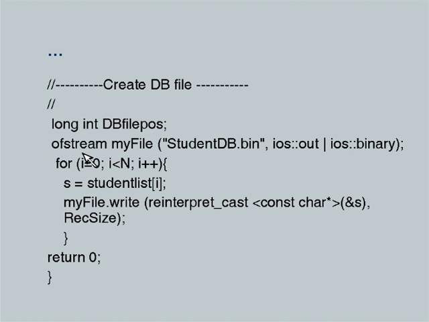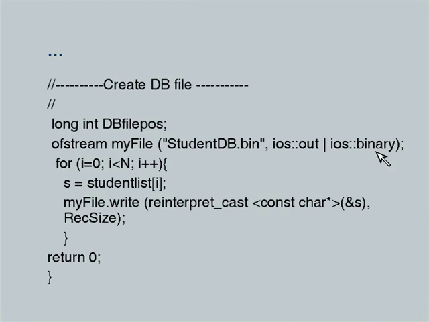Now I'm creating an output file stream called my file. I'm also opening it in the same statement. So I have student db.bin. Bin is an arbitrary extension I'm giving to indicate that it's a binary file. Observe now that IO status is said to be out. So I'm creating an output file. Second, I'm also saying that it's a binary file. So this statement opens a file for writing, and it says that the file contents will be binary. Of course, part of it could be textual, but that is incidental.